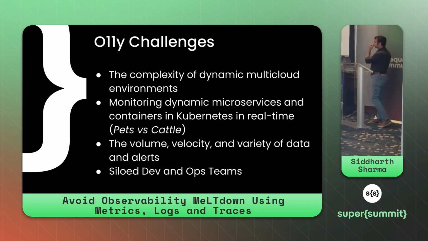What are some of the challenges of observability in today's era? Companies are moving towards the cloud. They are trying to embrace maybe a single cloud vendor, maybe a poly-cloud, multi-cloud environment. So observability becomes more challenging because now you have different cloud vendors with their own set of containers, nodes, VPCs, whatnot.